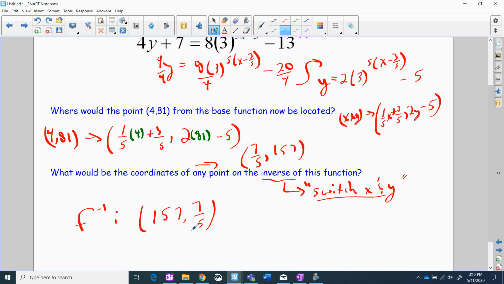Okay, so remember, for inverses, go through your whole transformation first, get the new coordinates on the function with all your transformations, and then switch your x and y's at the end.